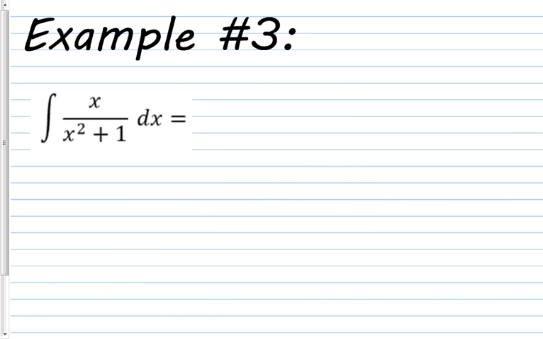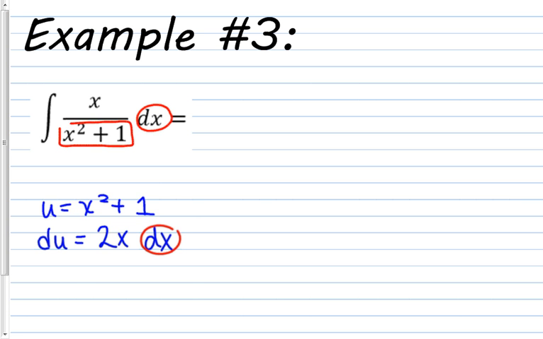Example 3. Okay, so again, which part of this looks like the derivative of the other? And x squared plus 1 looks like the original equation, where du kind of looks like the derivative. I'm deriving u. It is 2x dx. Now in the problem above, dx is dx. This part right here is this part right here. The only thing missing is the 2. So divide by 2, divide by 2.